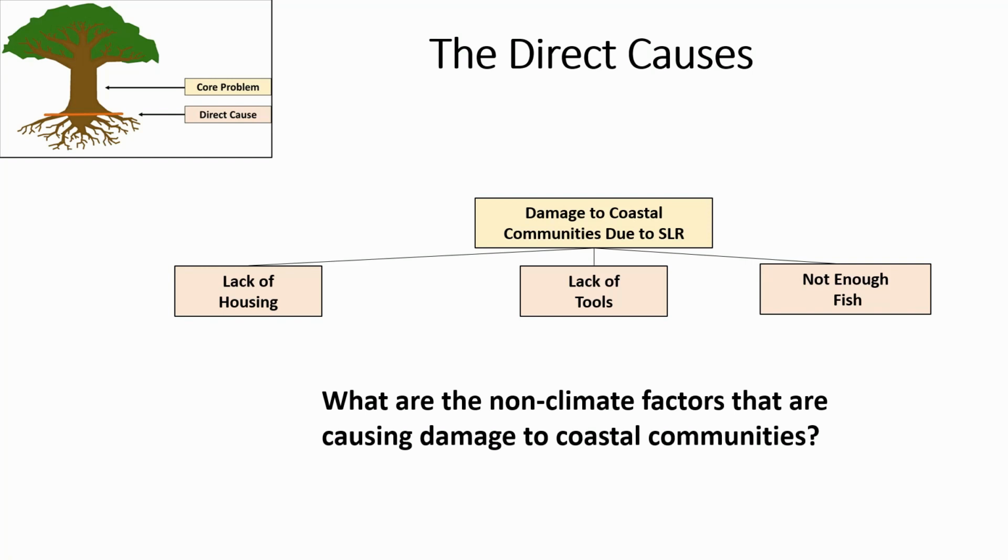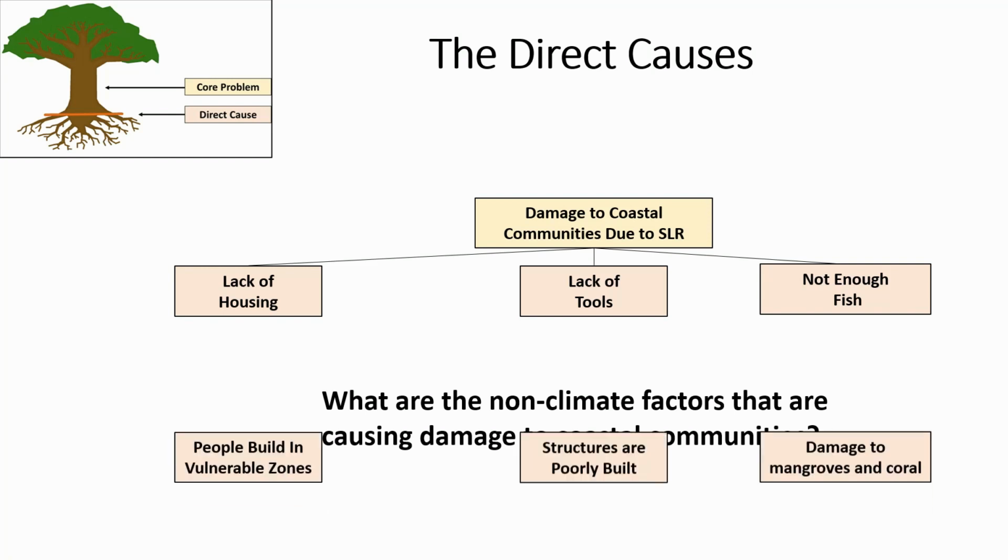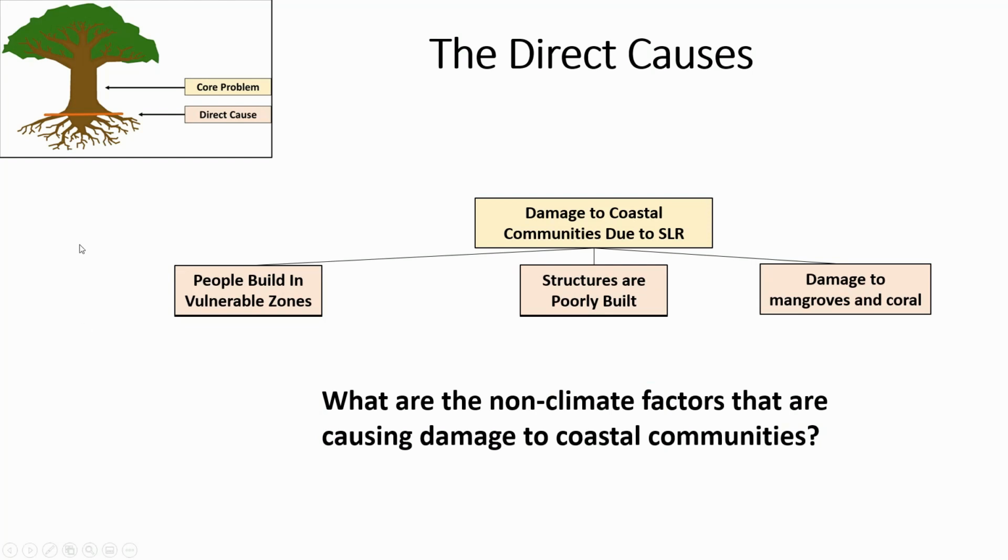And the same thing about not enough fish. If we have not enough fish, will that cause damage to coastal communities? Well, no, that's not a direct connection. So instead, we've come up with some better direct causes here. So always remember this when you're working on your problem tree, that you want things that make sense.